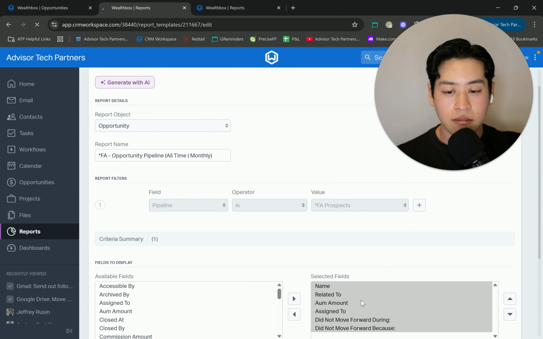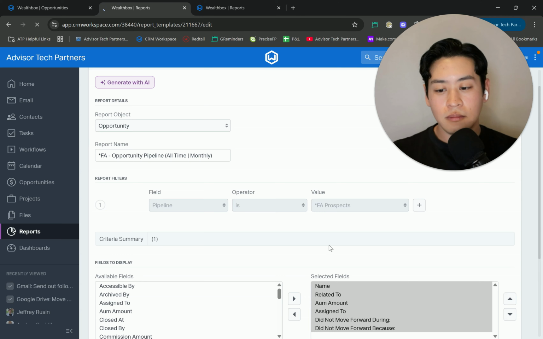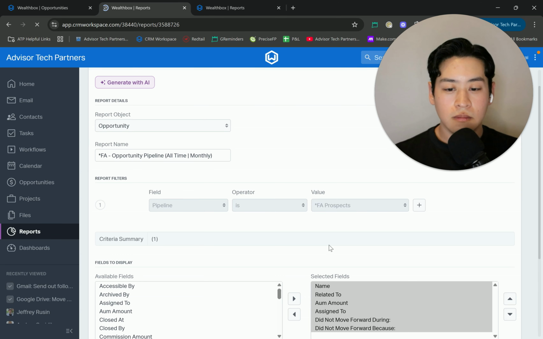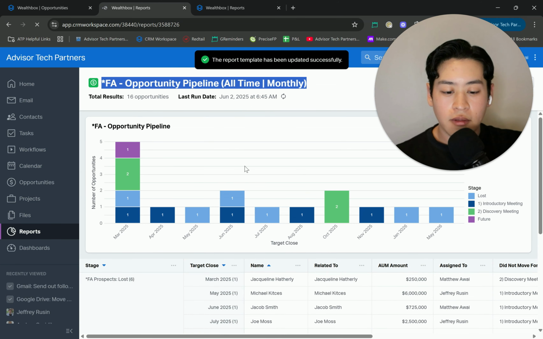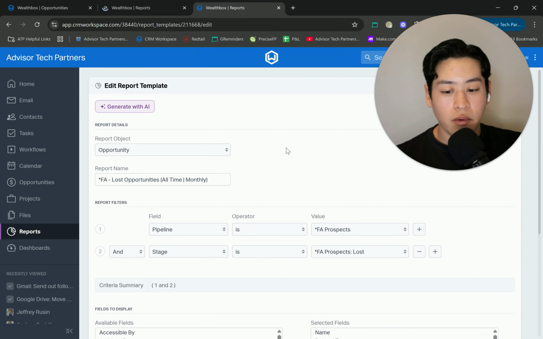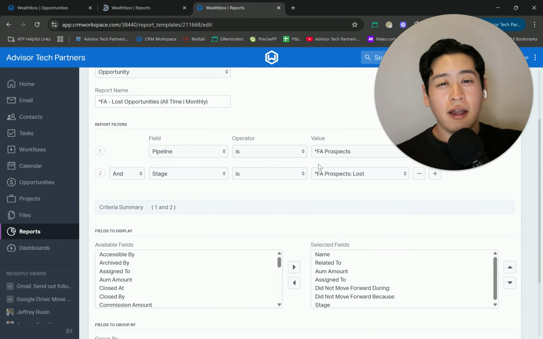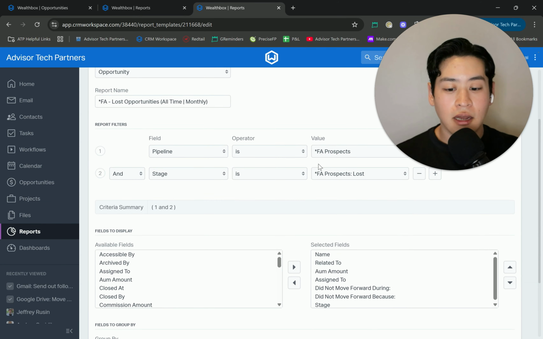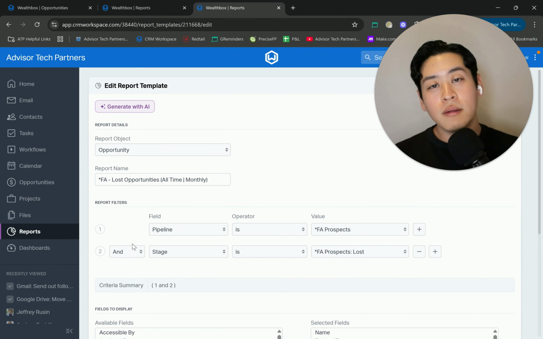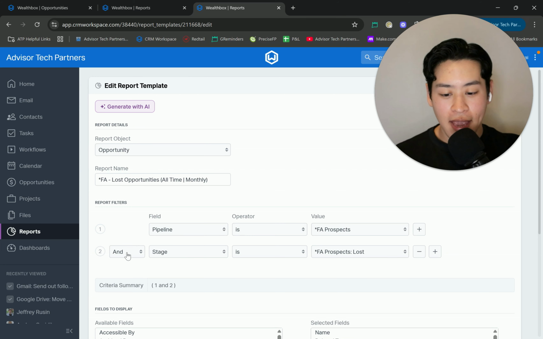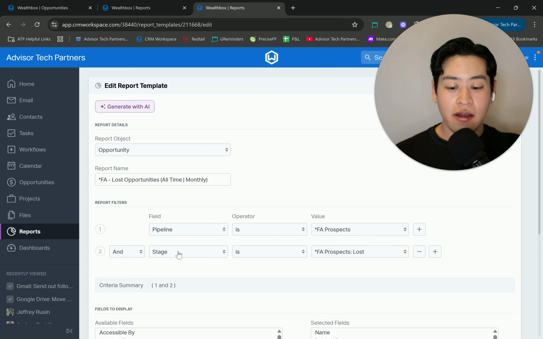So once I save the template here and it loads, there we go. We have the same report that we had here. Now the other one that we wanted to show you was, if I only want to see the lost opportunities, it's the exact same thing as the other opportunity, but we're going to be using an AND function. So we want to show this pipeline and the stage lost. And that's the only stage that we want to show.